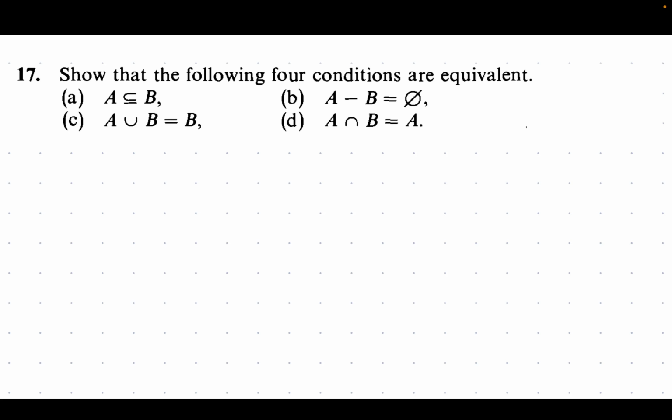Chapter 2, Exercise 17. Show that the following four conditions are equivalent. Condition A is A is a subset of B. Condition B is A minus B is equal to the empty set. Condition C is that A union B is equal to B. Condition D is that A intersect B is equal to A.